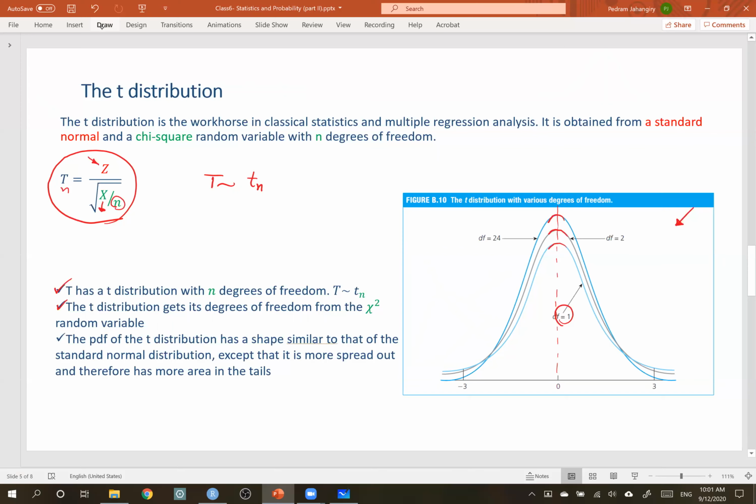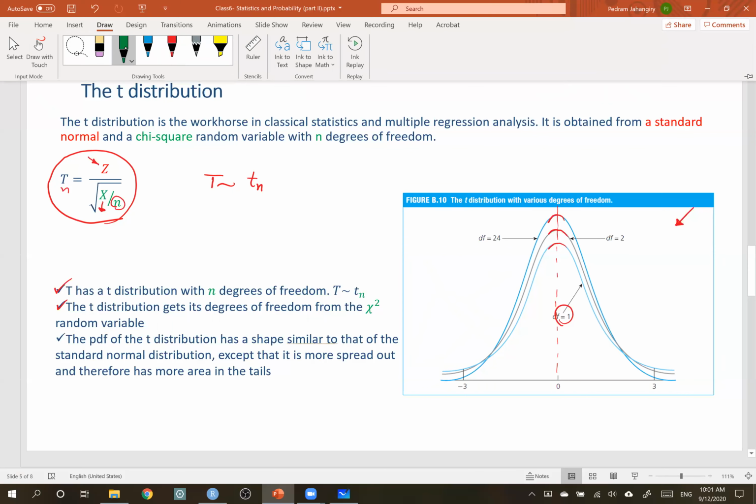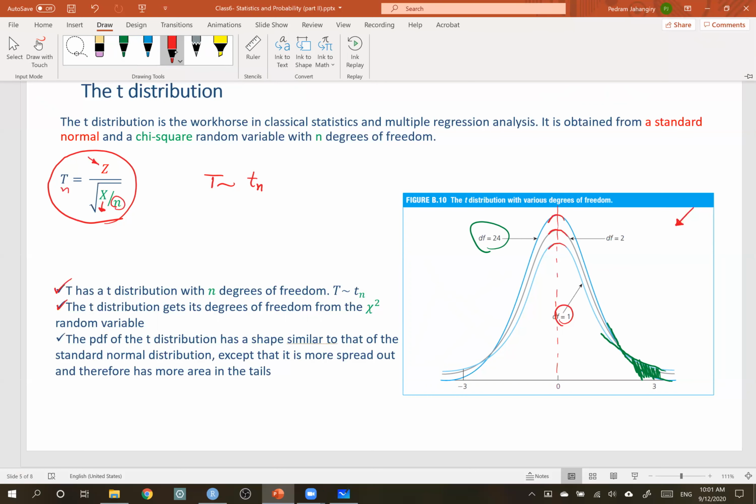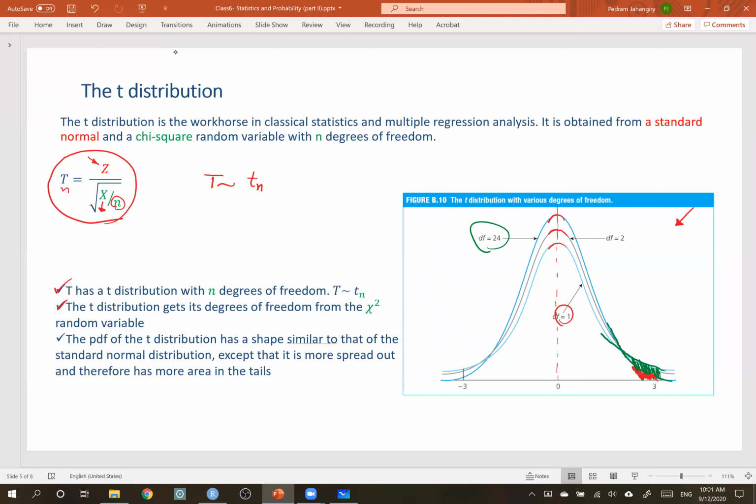Let me use another color to show you something here. Let's say this df is large enough that it's close to the normal distribution. So if this is my normal distribution, and this is my t-distribution, you see the t-distribution has a fatter tail. The area under the curve in the tail for the t-distribution is going to be greater than for the normal distribution. These are important properties later on, when we cover hypothesis testing. So we should know these things.